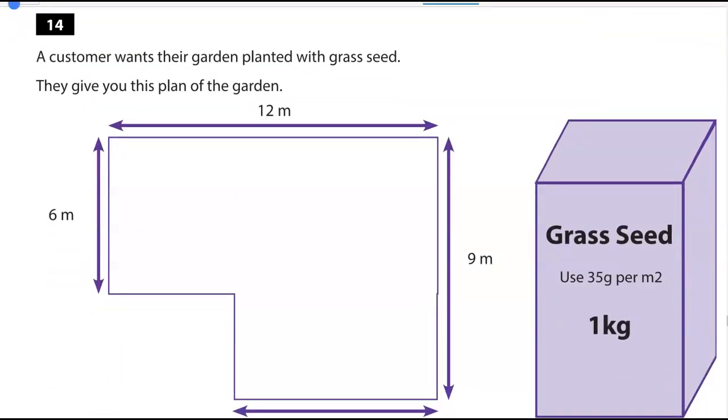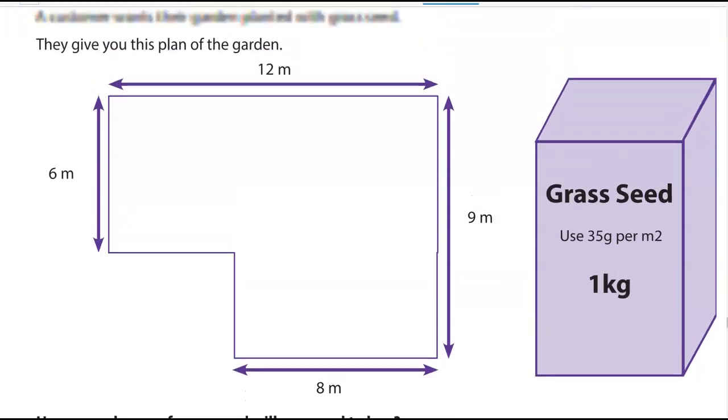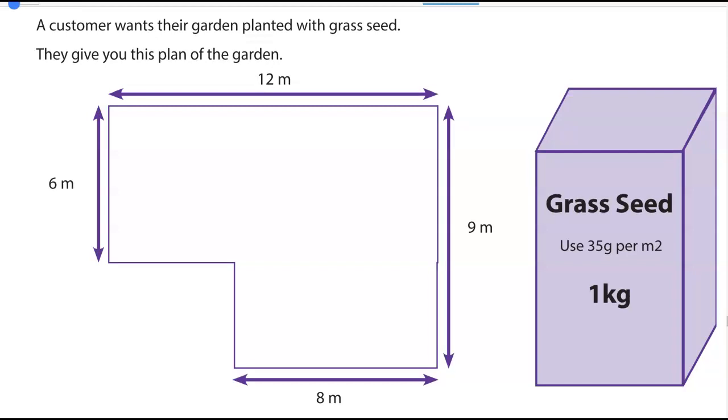A customer wants their garden planted with grass seed. They give you this plan of the garden. How many boxes of grass seed will you need to buy? Show your working out and write the answer in the box below. So, as you know, grass seed is not just planted on the edges, but all over the place. So we need to work out the area.